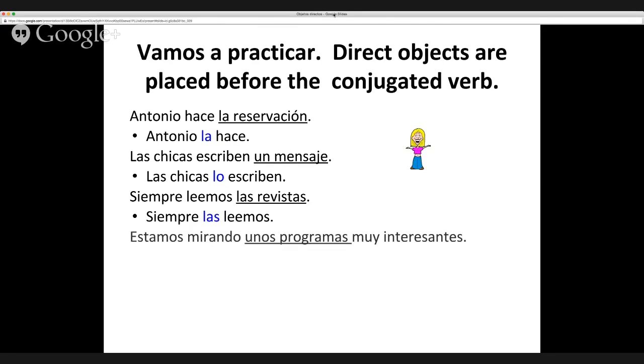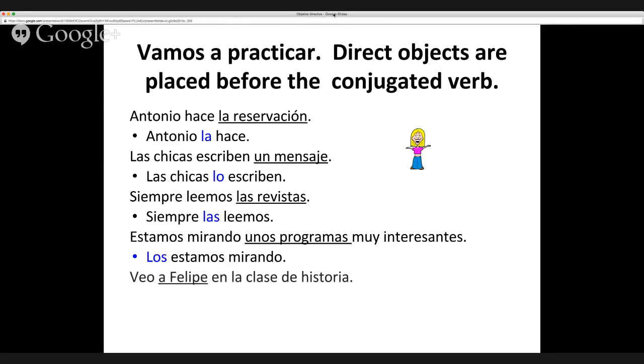Let's try another. Estamos mirando unos programas muy interesantes. Be careful with this one. What direct object pronoun will logically take the place of unos programas? It would be los, and you put it before the conjugated verb. So you end up with los estamos mirando. We are watching them. Los means them in this case and replaces unos programas.